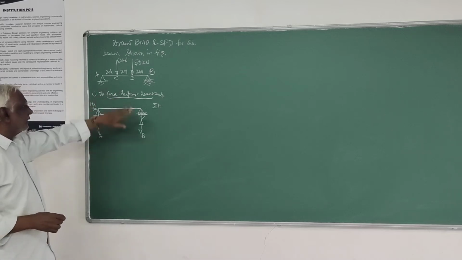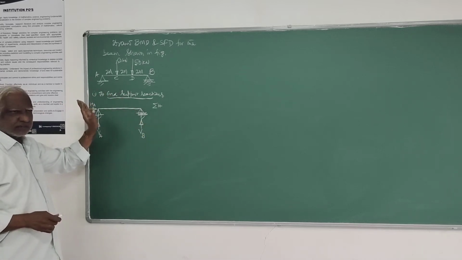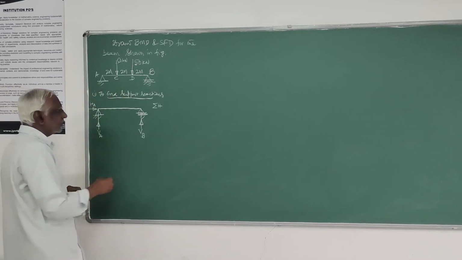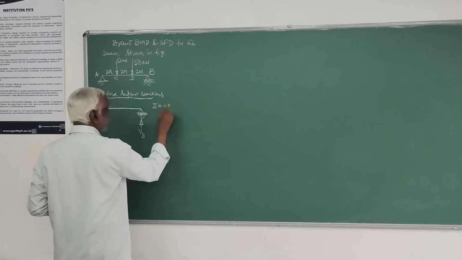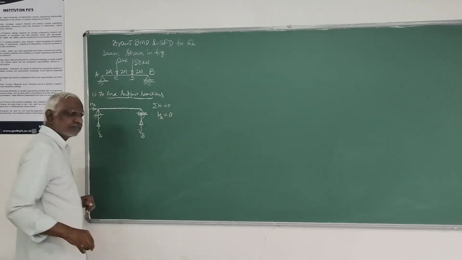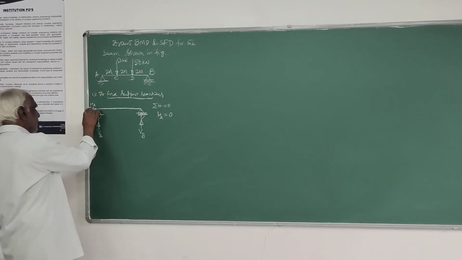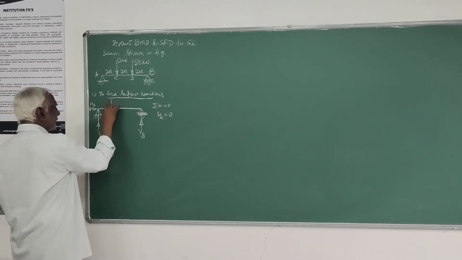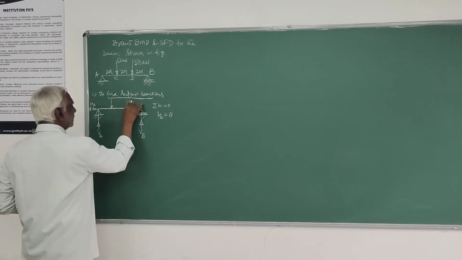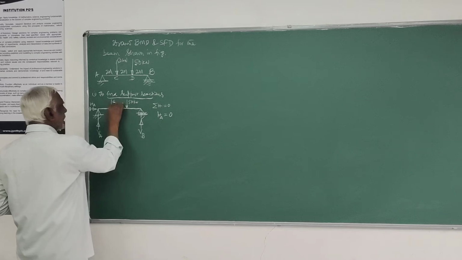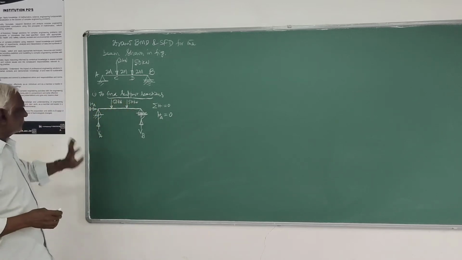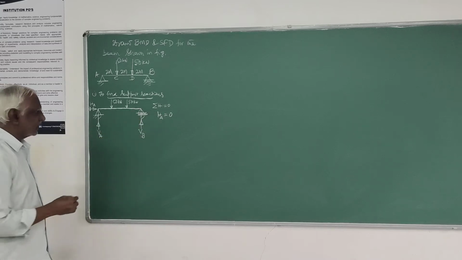To find the reactions, you have to apply equations of equilibrium for the entire structure taken together. If I apply sigma H equals 0, then you will get HA equal to 0. This horizontal reaction is 0 because there is no horizontal load acting on the beam. All loads acting on the beam are only vertical loads, so there is no horizontal load, so that is 0.